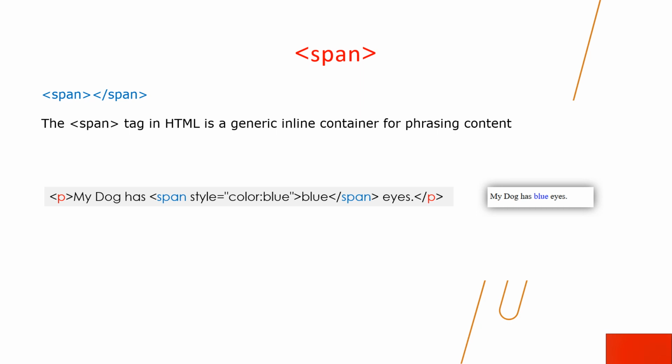Span is very much like a div element, but div is a block level element whereas span is an inline level element. In this example, the span tag is used to change the color of a part of the text. The text within the span tag, blue, is styled to be blue, while the rest of the text remains the default color.